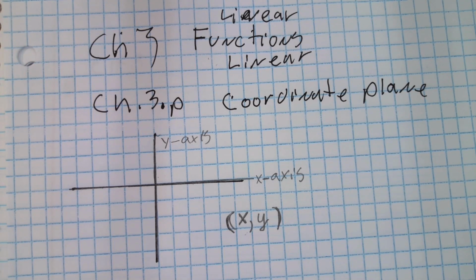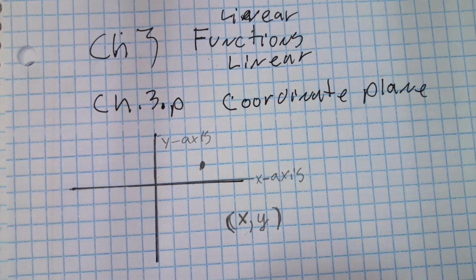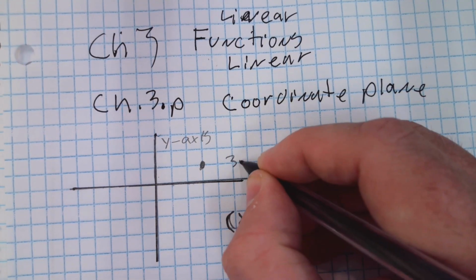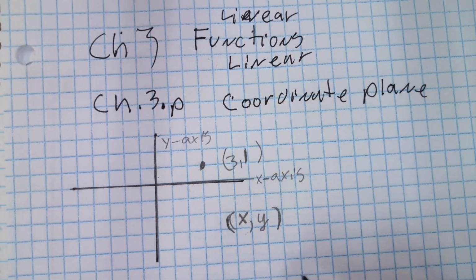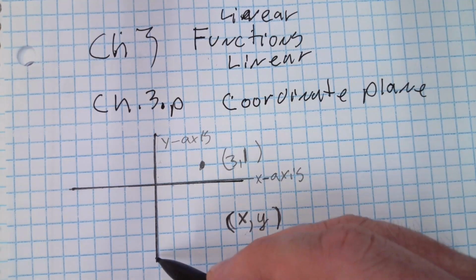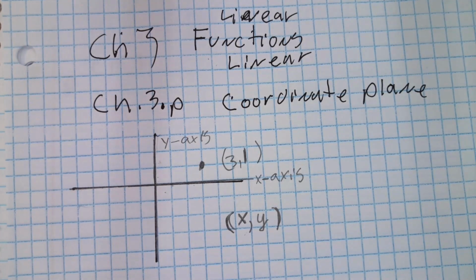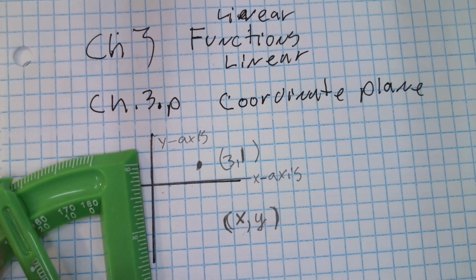Okay? So, for example, this point right here, this is going to be 1, 2, 3, 1. Okay? Remember, if you go up, it's positive. That's negative. Positive, negative. Okay. So we're going to do a little bit of that. Reading points.